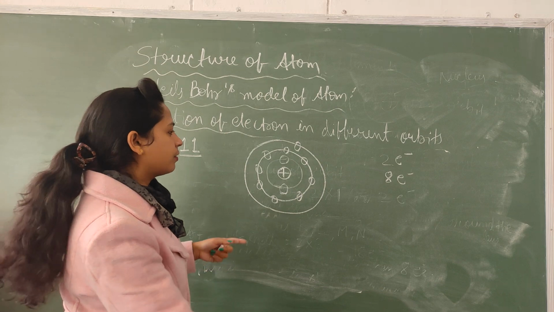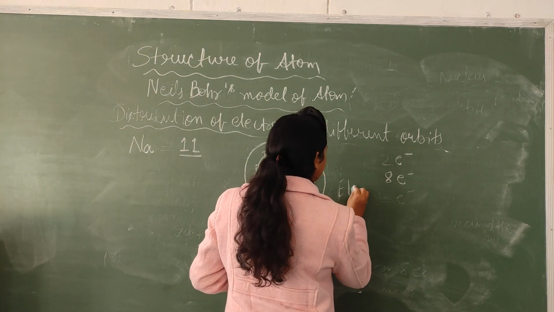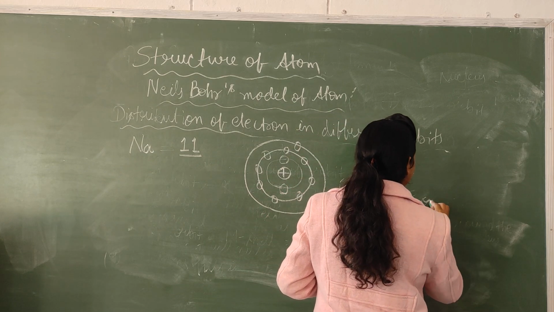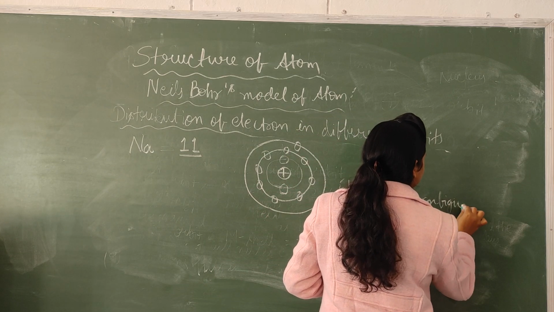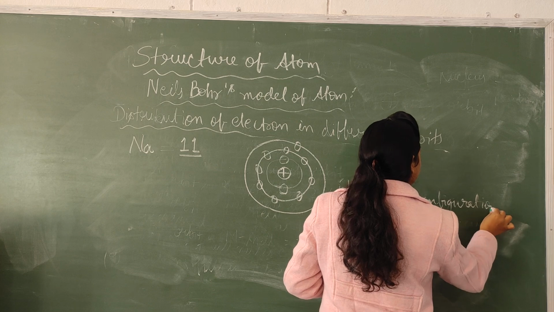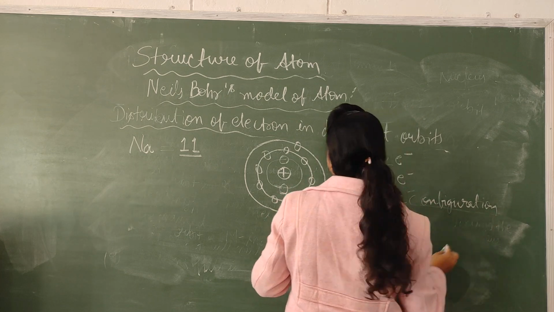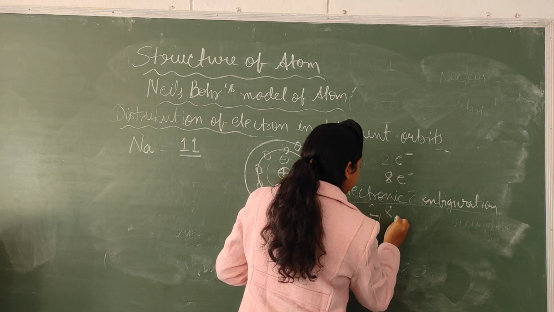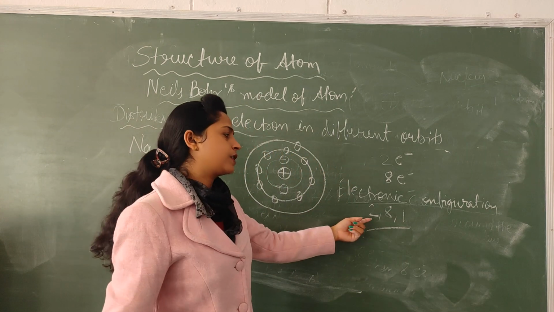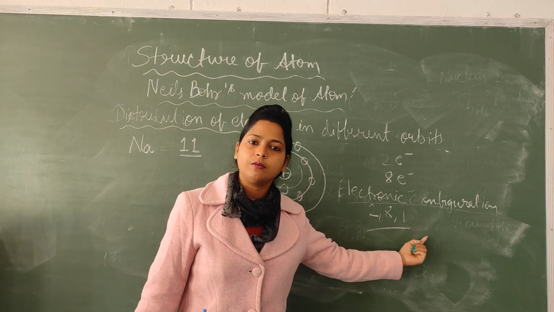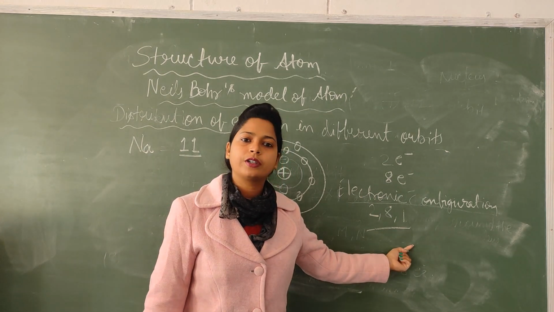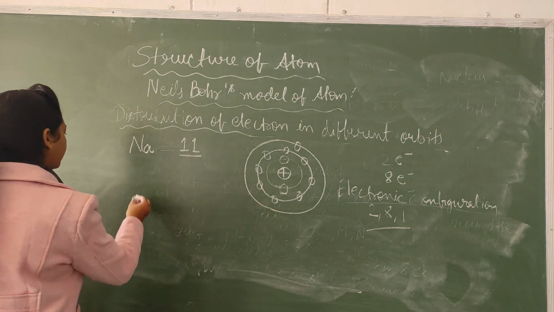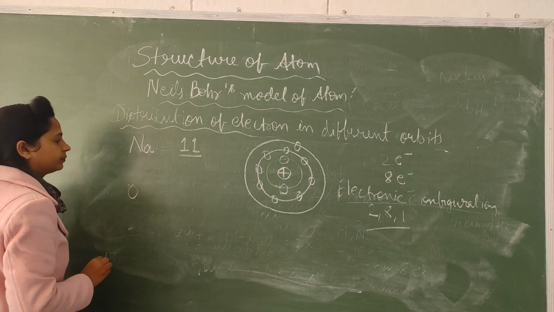This electron distribution is also called the electronic configuration. So the electronic configuration of sodium is 2, 8, 1. It means in the first orbit it is 2, then 8, then 1. This is the electronic configuration. Clear? Similarly, I am going to make it for oxygen.